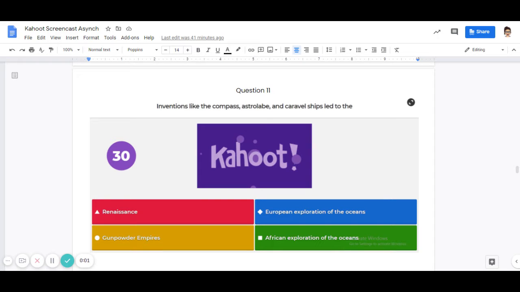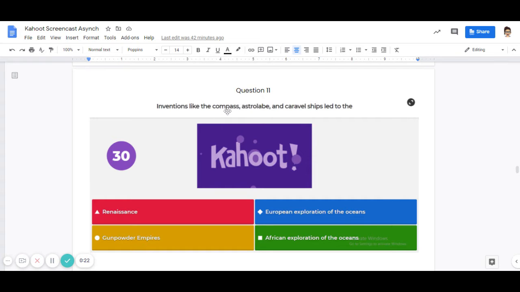Through 15. So question 11. Inventions like the compass, the astrolabe, and the caravel ships led to what? And make sure you're reading these carefully. We saw in Kahoot when we were playing that it's European exploration of the oceans.